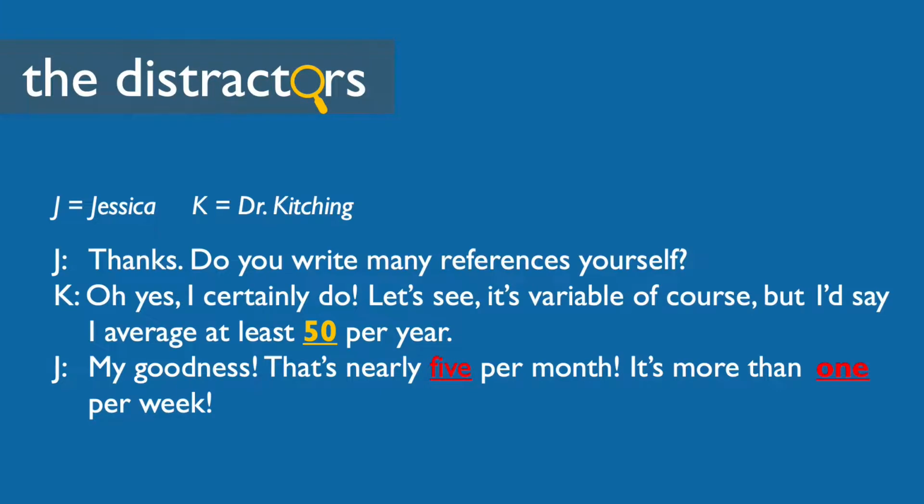So this distractor was connected to the numbers because he said, I write at least 50 per year. And then she said 5 per month or 1 per week. So 5 and 1 were sneaky distractors designed to take your attention away from the correct answer.